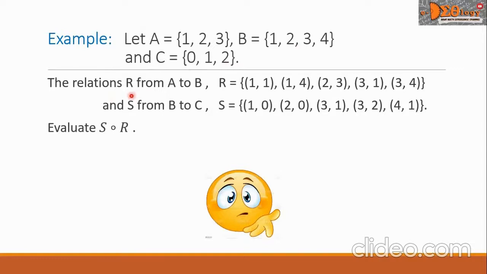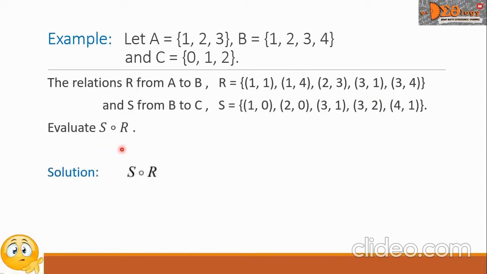The relation R is from A to B with elements (1, 1), (1, 4), (2, 3), (3, 1), and (3, 4). And relation S from B to C. The elements are (1, 0), (2, 0), (3, 1), (3, 2), and (4, 1). Evaluate R composite S.